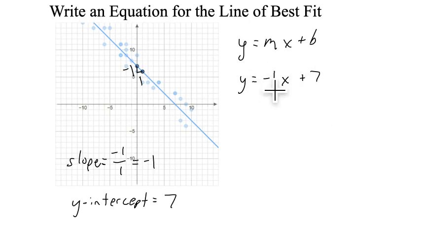Now this 1 looks a little bit awkward. So normally when we have a 1 as a coefficient of a variable, we just leave the 1 off. So let's rewrite this as y = -x + 7.